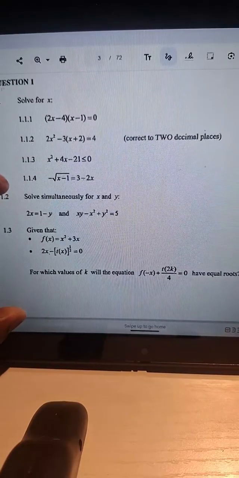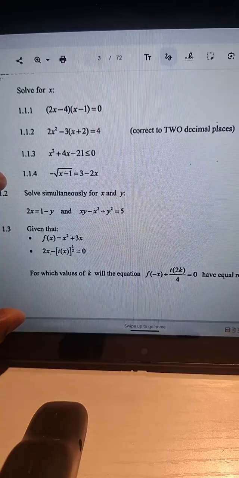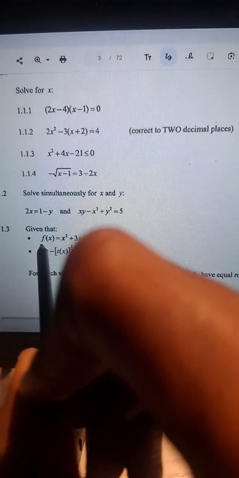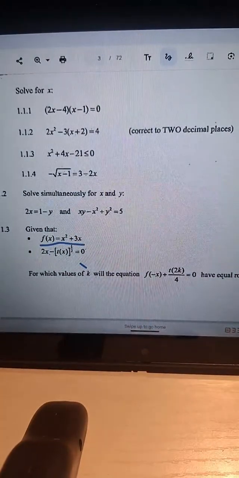Let's just zoom into the 1.3 now. Given that f of x, right? It's very important to see. Given that f of x is equal to x squared plus 3x.